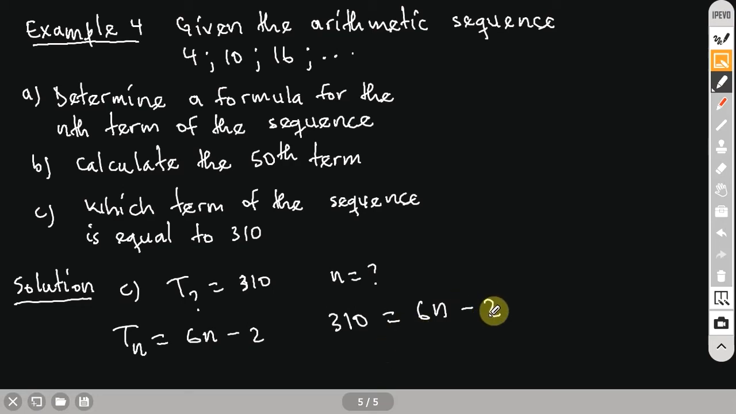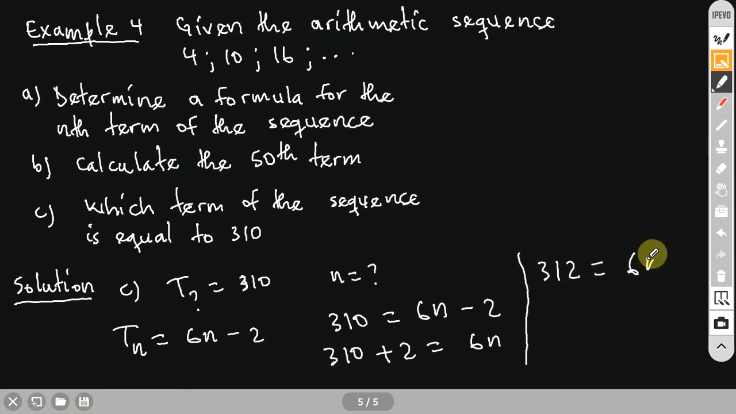So I'll bring my negative 2 to the other side of the equal sign. So it will be 310, negative 2. When it moves to the other side, it becomes positive 2. And on the right side, you have 6n. So let me carry on here. So on the left side, you have 310 plus 2. It will give you 312, which is equal to 6n.